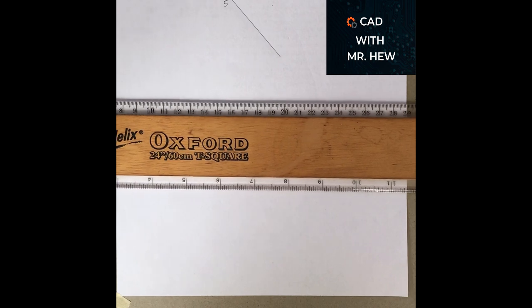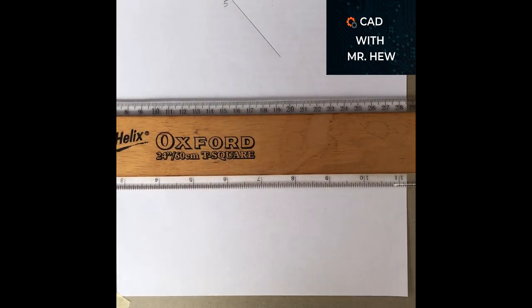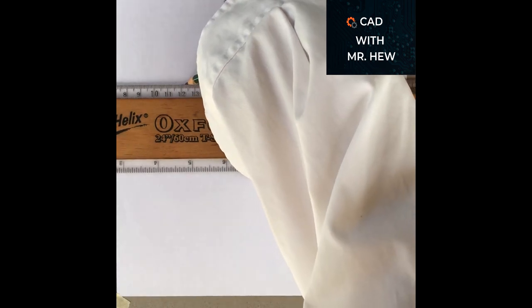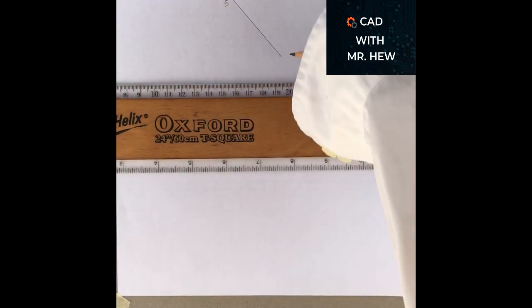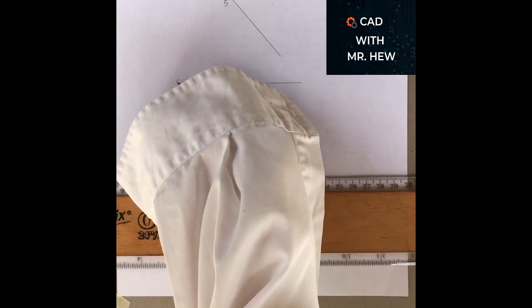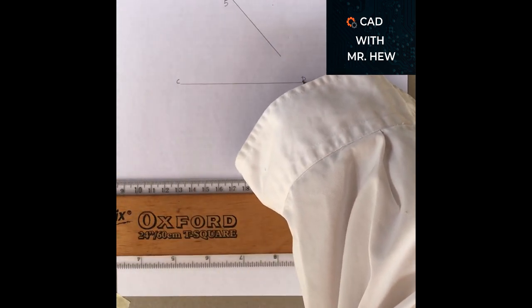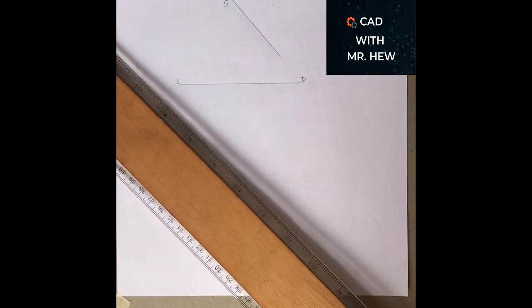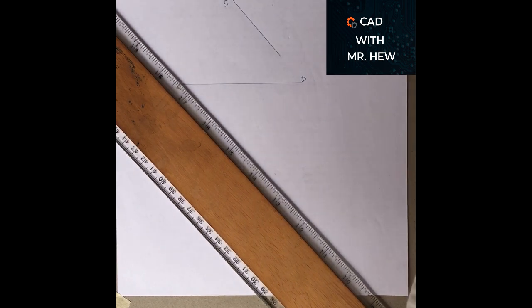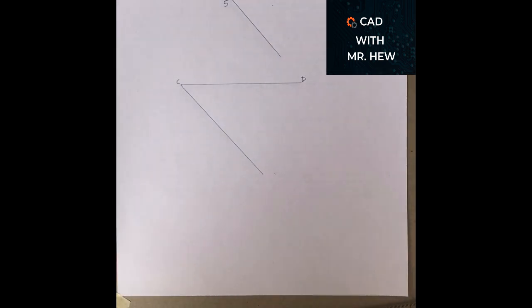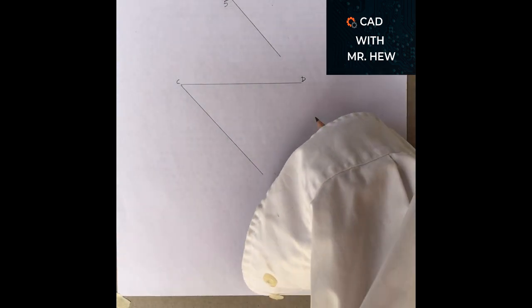The first thing we're going to do, we're going to draw the horizontal line CD using our pencil and our T-square. Then we're going to label the line CD. Then we're going to draw a line at an angle from C going south. This line can be any length and any angle.